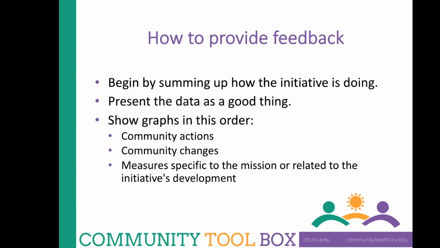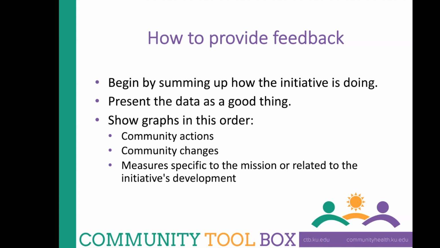And as far as showing graphs, there's an order that we suggest that you do that in. First, you want to show process measures. A number of people involved with the program, member satisfaction, amount of activity to make changes in the community relative to the group's goals. Those are all considered under process measures, and those go first.